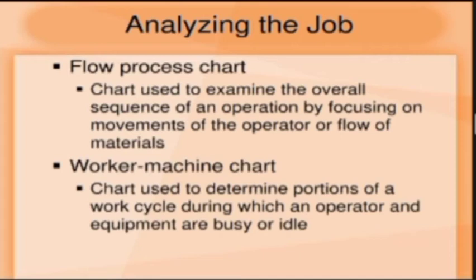First, flow process chart. This chart is used to examine the overall sequence of an operation by focusing on movements of the operator or flow of materials. The second one, worker machine chart. This chart is used to determine portions of a work cycle during which an operator and equipment are busy or idle.